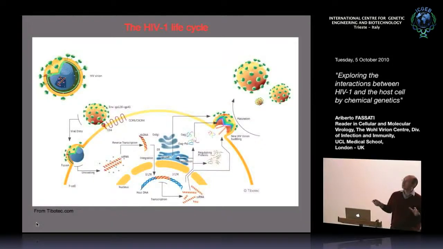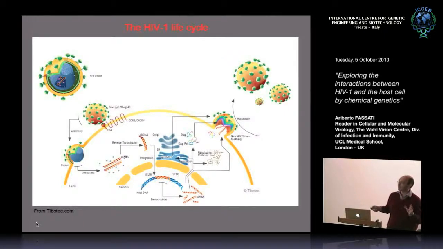So, again, to simplify the life cycle of this virus, as all the other retroviruses, you get the virion attaching to the cell membrane, and there is the main receptor called CD4, and then there are two main co-receptors, CCR5 and CXCR4. The virus gets in. There is some debate whether it's actually pH-dependent or independent. So there are two schools now.